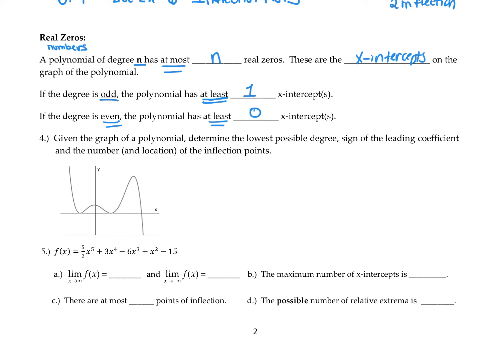4 says, given the graph of the polynomial, determine the lowest possible degree, sign of the leading coefficient, and the number and location of the inflection points. So since my ends are going opposite directions, I know that my degree has to be odd. I see that I have 1, 2, 3, 4 local extrema. So that's leading me towards, if I have 4 local extrema, my degree is probably 5. Leading coefficient, well, I can see it's a decreasing function, so I know that my leading coefficient is going to be negative.